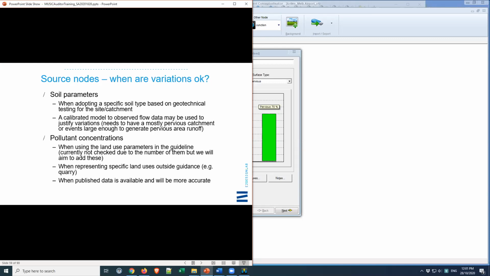Where you might see variations is two cases. One is where you're trying to model a quarry or something really left field, and you need to use some different parameters to represent that. And the other is where they've actually gone and done a whole heap of testing and monitoring analysis, and they're trying to represent something specific, and you're using some actual monitored data to represent that.